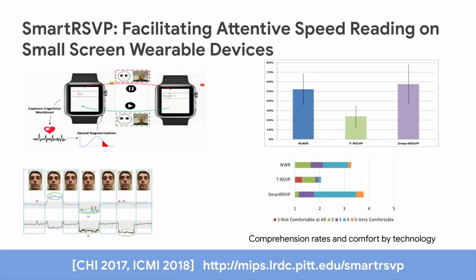The first project I'd like to show you is called Smart RSVP. The idea is how we can convert your smartwatch into an intelligent learning device. The first challenge to address is the small display. We know a typical smartwatch only has a 1.5-inch display. It will only display 2 or 3 words at a time. It barely affords to read a sentence on such a small screen. How can we enable efficient learning?